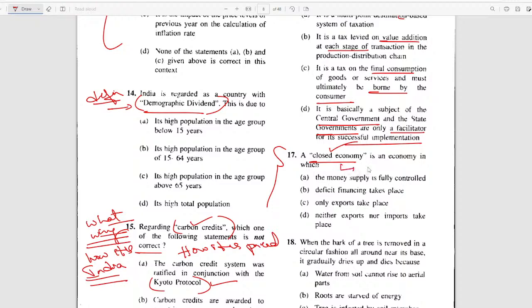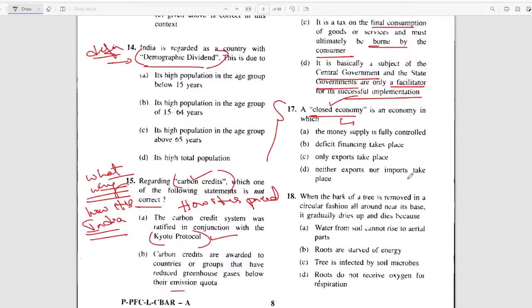But they can give you an example, give you a description of a country or an economy, and then ask you what type of economy it is. They can reverse this question also. So read the types of economy: closed economy, and the other types of economy that are there. That is very important. And India is what type of economy? India is a mixed economy.